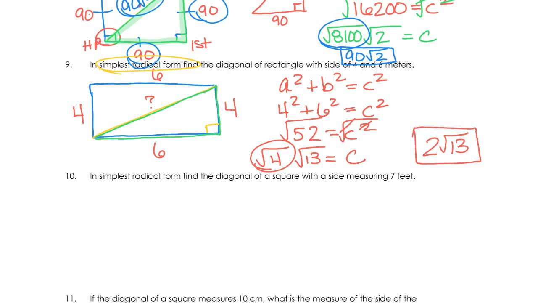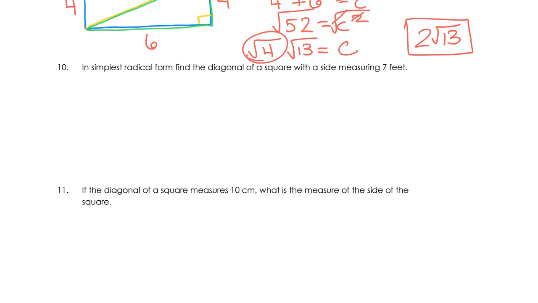Okay, let's take a look at number 10. It says in simplest radical form again, find the diagonal of a square with a side measuring 7. So do you see how they said 7? We can use our trick. All right, so I'll show you the long way, I'll show you the short way. Again, they want you to find the length of the diagonal.